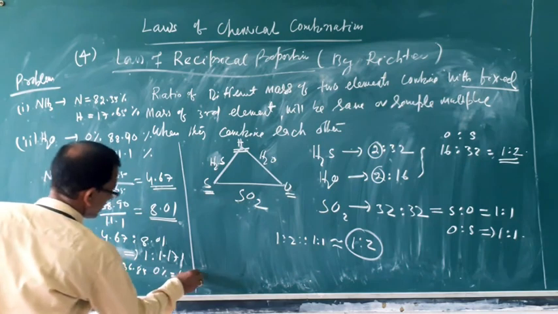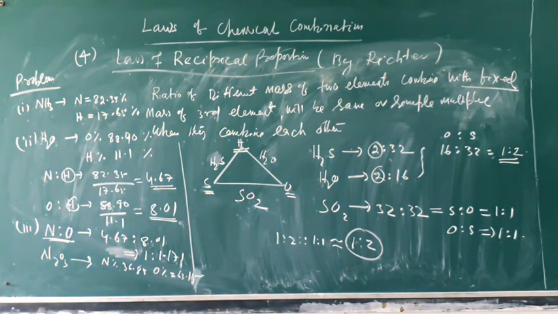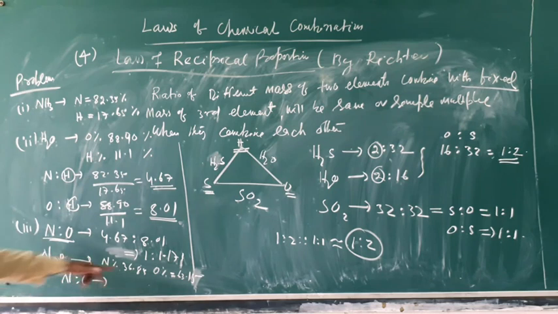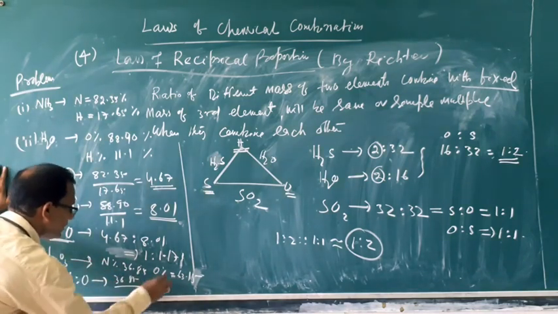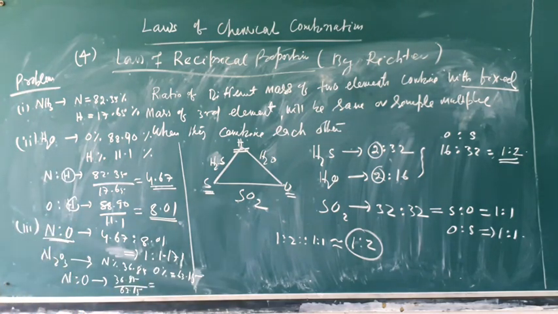63.15. This is the percent oxygen, nitrogen. Now you calculate the N to O ratio. The N to O ratio in this combination is 36.85 upon 63.15. What is the value?